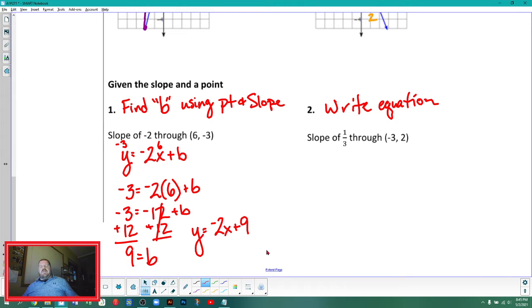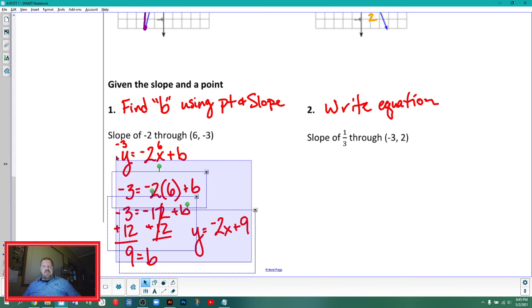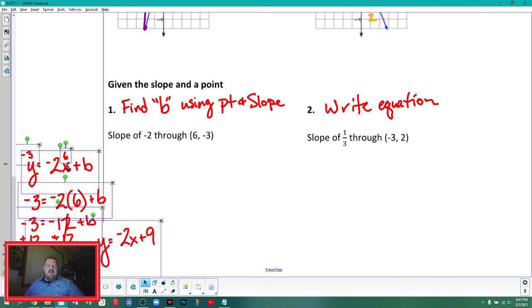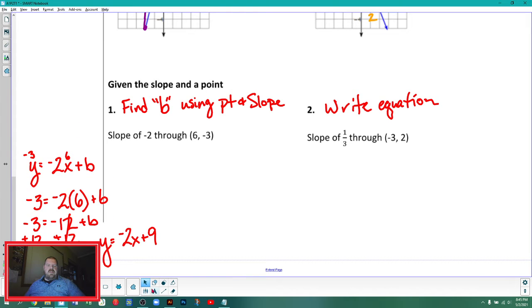I did say we had two options, so I would kind of be wrong if I didn't show you that other option. And it's going to end up in the same answer, as long as I do everything in the right order and get some things right. But let's go ahead and see what that other option might be. Another option that we could do is to write what we know in point slope form.